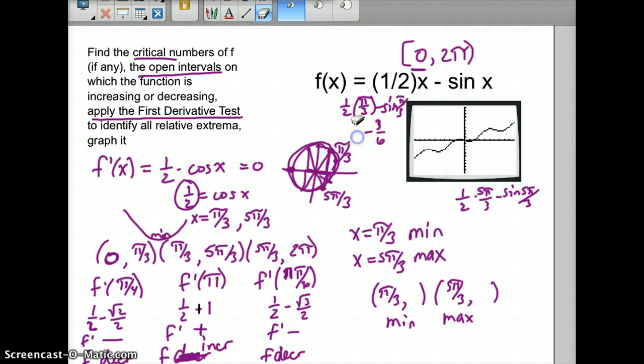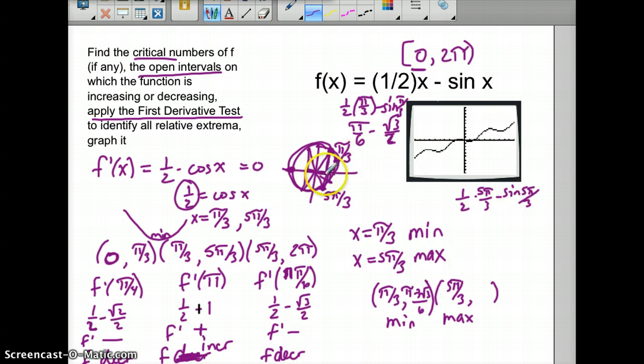All right. So the 1/2 times pi over 3 is right, minus sine of pi over 3, and sine of pi over 3 is square root of 3 over 2. So we have pi over 6 minus square root of 3 over 2. Or if you want to get a common denominator, it's pi minus 3 root 3. Messy. Too messy. Pi minus 3 root 3 over 6.